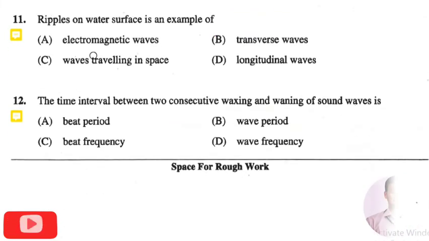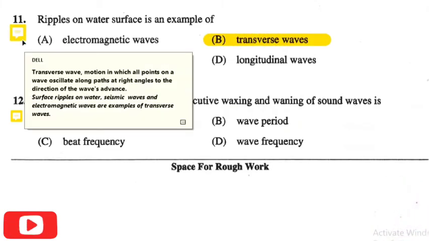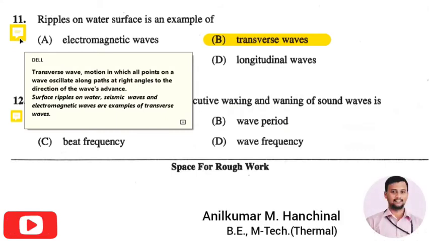The next question is, the ripples on a water surface is an example of, the right answer is transverse wave. So what is this transverse wave? The transverse wave is a motion in which all the points on a wave oscillate along the path at right angles to the direction of the wave. Some other examples of this transverse wave are seismic waves and electromagnetic waves.